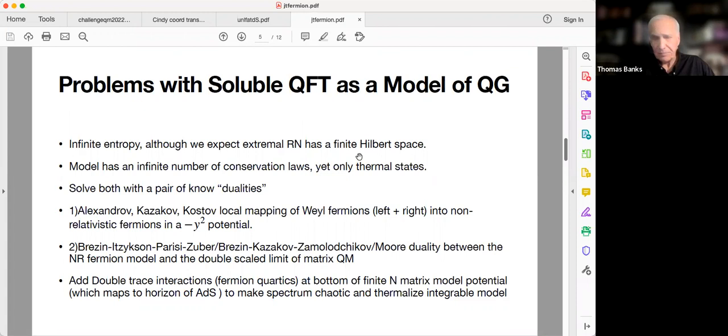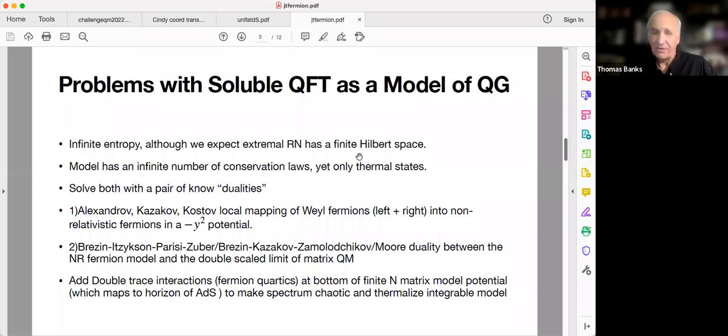So I'm going to solve both of these problems with a pair of known mappings. You can call them dualities if you want, between three different sets of things. The first is a mapping that was discovered in the second renaissance of old matrix models by Alexandrov, Kazakov, and Kostov. I expect most of you don't know about this mapping, but it's very easy to explain, and I'll explain it to you in a minute. And it's a local mapping of Weyl fermions in Minkowski space, you need both left-moving and right-moving Weyl fermions, into a model of non-relativistic fermions moving in an upside-down harmonic oscillator potential.